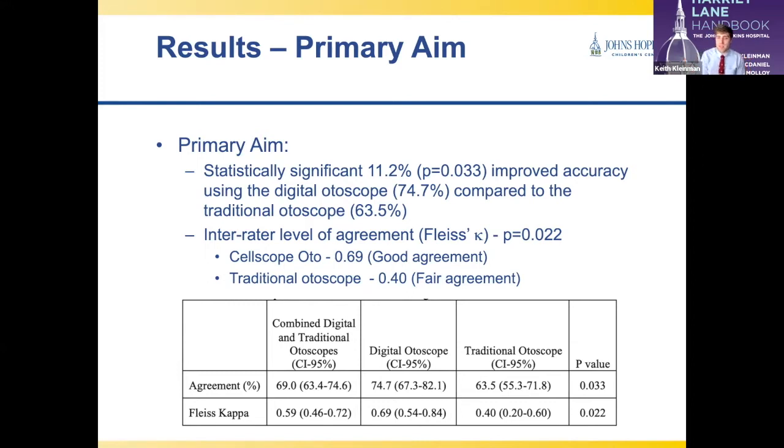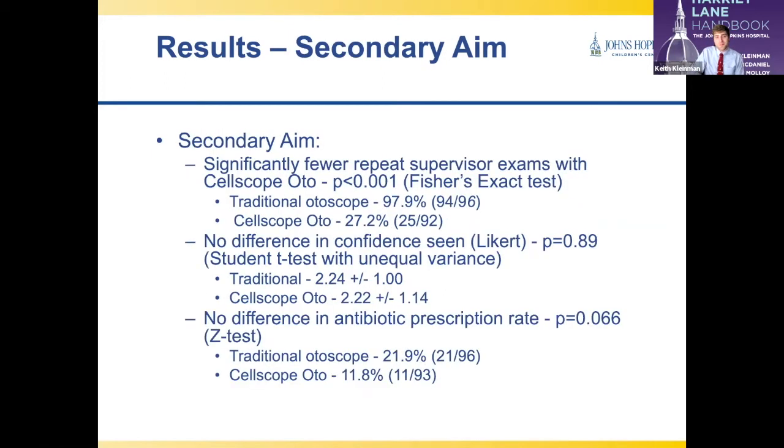And that's what the Fleiss Kappa, looking at the level of agreement, really was able to show us, is that when using a digital otoscope, the attending and trainee were more close together in their level of agreement. And so both the accuracy and agreement were statistically significantly improved. And I think that together, that is a pretty powerful finding.